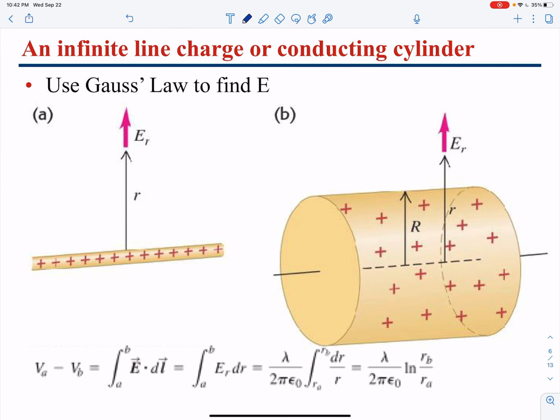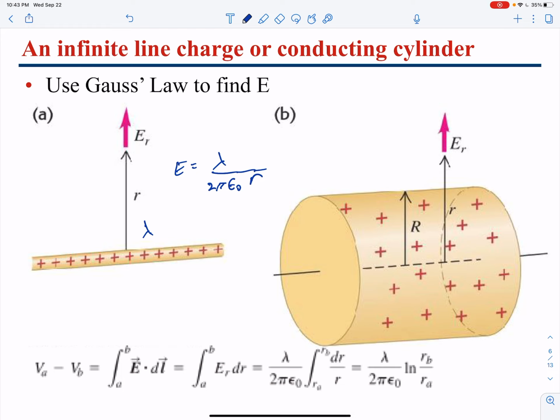If we want to find the voltage at a certain distance from an infinite line charge or a conducting cylinder, well, let's use Gauss's law. First step, use Gauss's law to find the electric field. We've done those types of problems before. We've seen that if you've got a charge density lambda, charge per unit length, the electric field is going to be equal to lambda over 2 pi epsilon naught, and it's just going to have a 1 over r dependence.